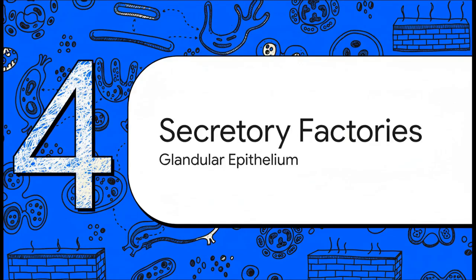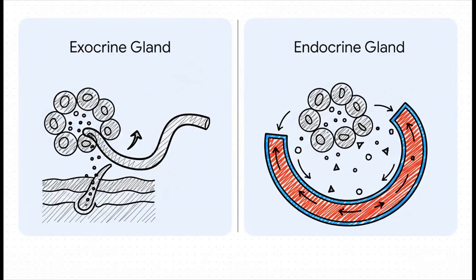Okay, but wait, there's a twist. Not all epithelial tissue is content just being a cover or a liner. Some of it actually folds inward, diving down into the deeper layers of the body to form these amazing little production centers. And we call this glandular tissue. And these factories come in two main flavors. You've got your exocrine glands, which use a little tube called a duct to send their product out onto a surface. Think sweat glands or salivary glands.